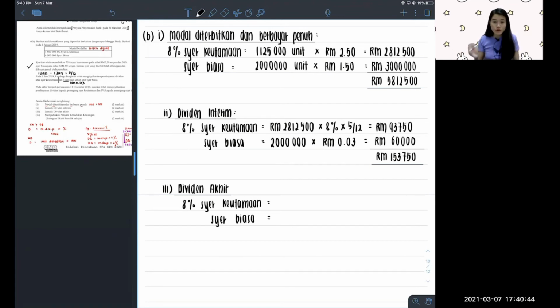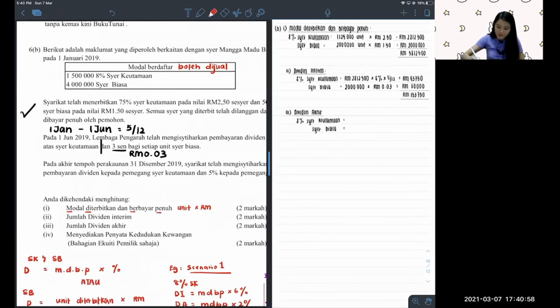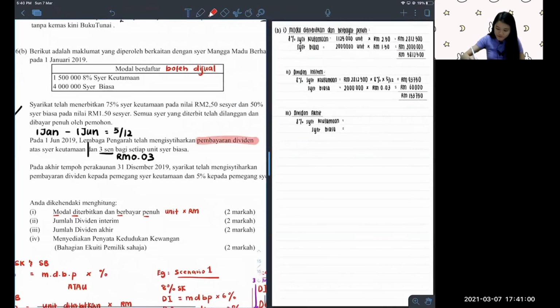So we promised 12 months, but I can't give you straight away now because dividend interim is halfway through the year. So we will see how many months is for dividend interim and the remainder is going to go into dividend akhir. So you just see lah, if they didn't say anything such as here, pembayaran dividend atas share keutamaan, never say anything, full percentage, but times with tempo.